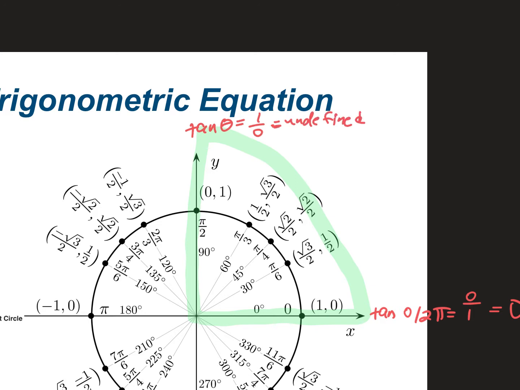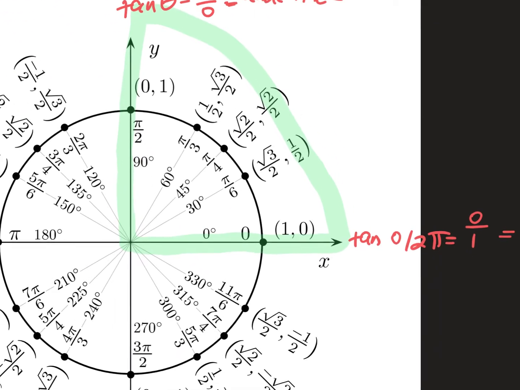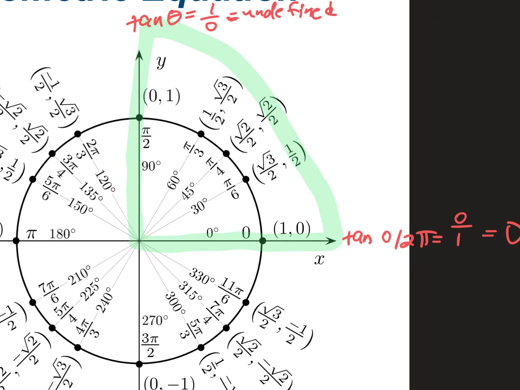Good job. All right, now let's look at our ordered pairs in here. What is the tangent right here at pi over 4? You guys should be able to look at that and tell me. It's y over x. What's the y value? Square root of 2 over 2. What's the x value? Same thing. So when you divide something by itself, what does it equal? 1. You guys see that?